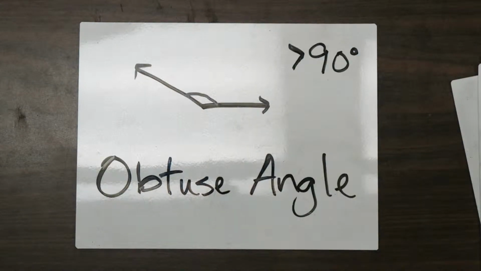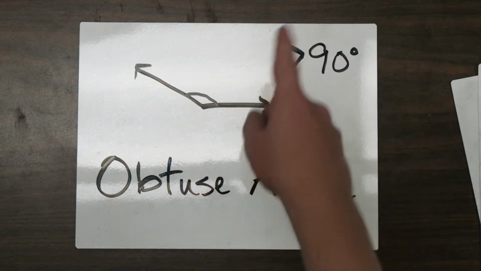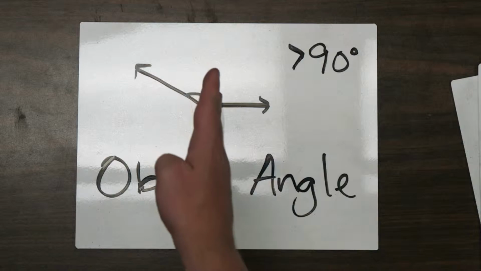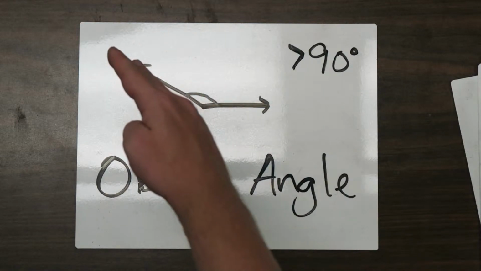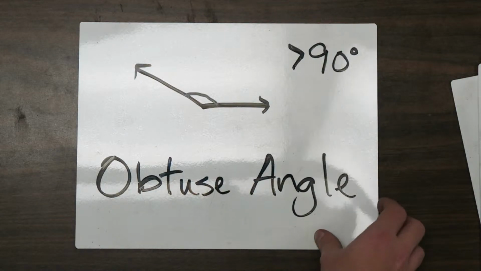The last one we'll be talking about is an obtuse angle. And an obtuse angle is one that is larger than 90 degrees or wider than 90 degrees. And so we can see here that if this were a straight corner, then this angle extends even wider than 90 degrees.